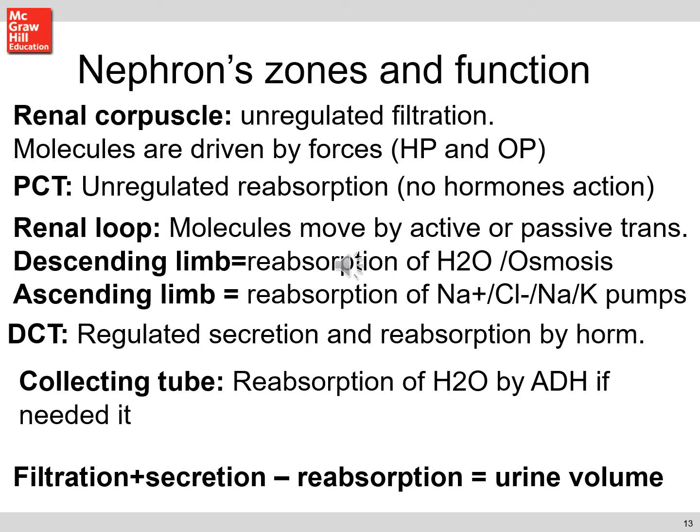The final zone of the nephron is the collecting tube, and the collecting tube is not used by only one nephron. It's used by several nephrons close by. The function of this collecting tube is reabsorption of water regulated by one hormone, the antidiuretic hormone, in case our physiology needs the use of this hormone.